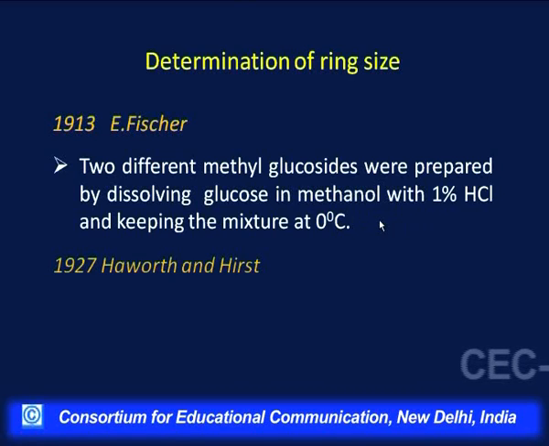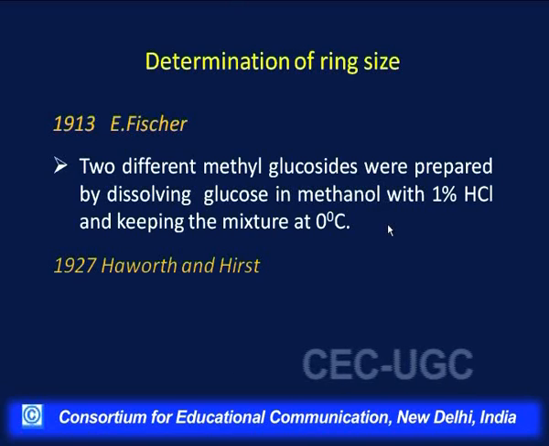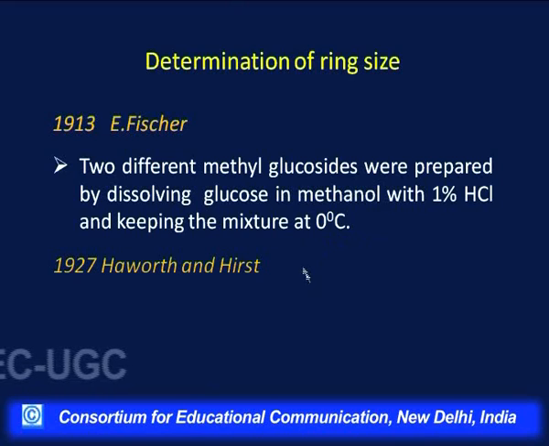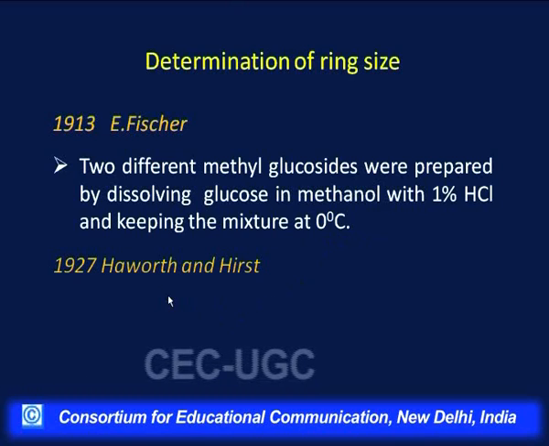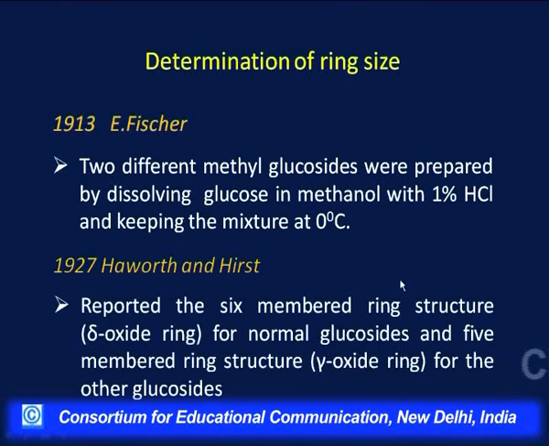So, now we have got 4 glucosides from glucose. 2 are called normal glucosides which are obtained by the heating process, and 2 others which are obtained under cold conditions. Actually, Haworth and Hirst were the scientists who gave a sequence of reactions in 1927 by which ring size could be determined, and they assigned a 6-membered ring structure to the normal glucosides and a 5-membered ring structure for the other glucosides which are formed under cold conditions.